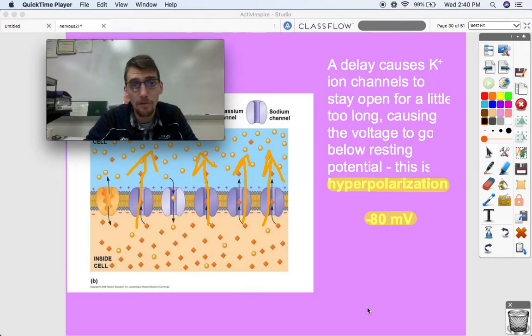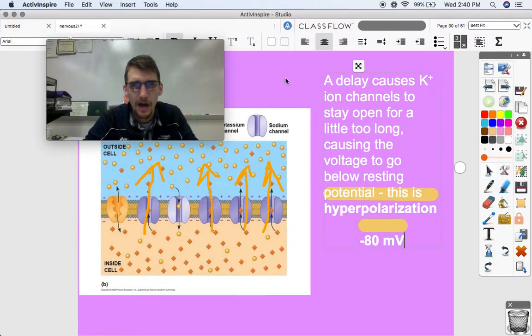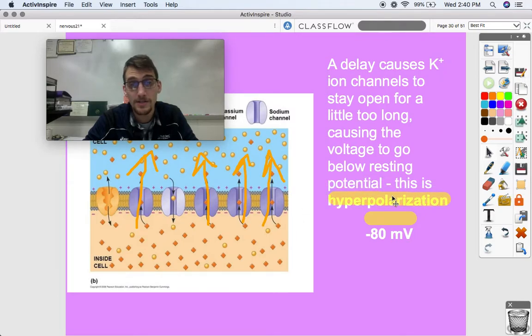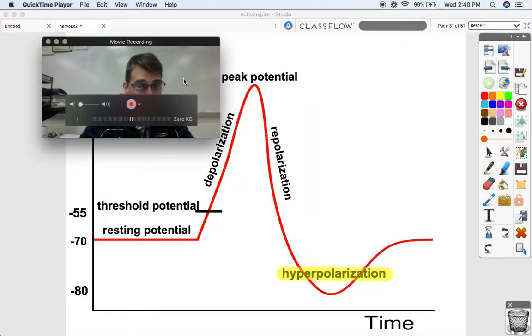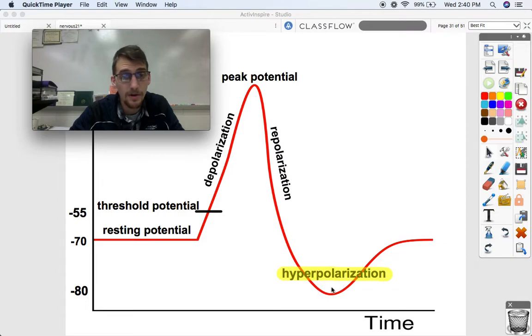Okay, so once we dip below resting potential, this is called hyperpolarization. There's a slight delay in the closing of the potassium channels. The door for potassium to pass through to the other side of the cell stays open just a little too long, and it causes the voltage to go below resting potential. The potassium channels are still open, but once we reach about negative 80 millivolts, which is less than resting potential (negative 70 is resting), those potassium channels are going to start to finally close. So we're down here at hyperpolarization, below resting potential.